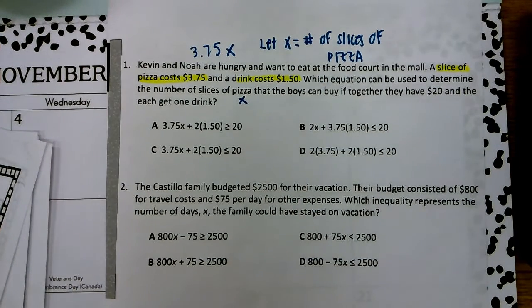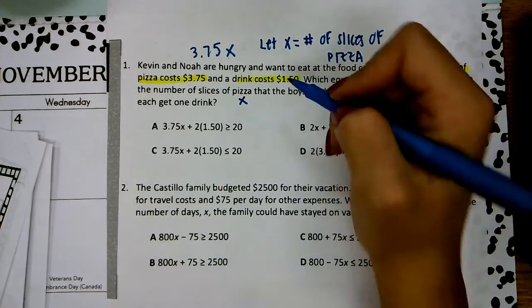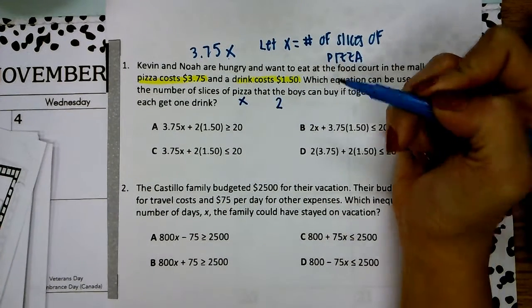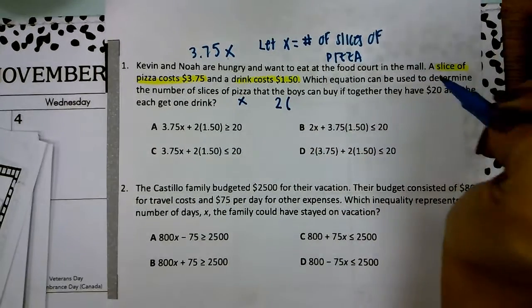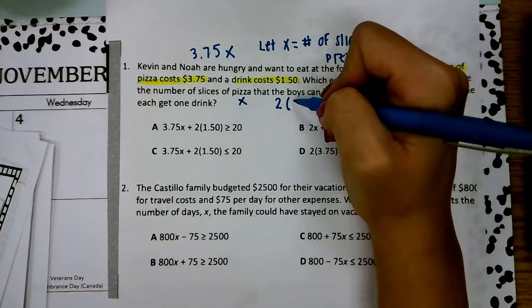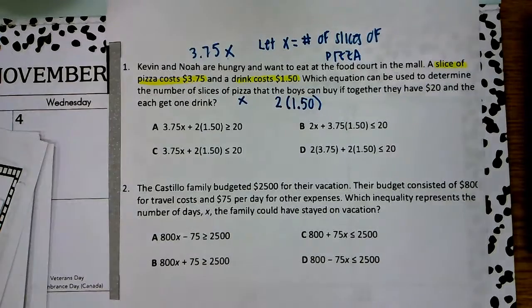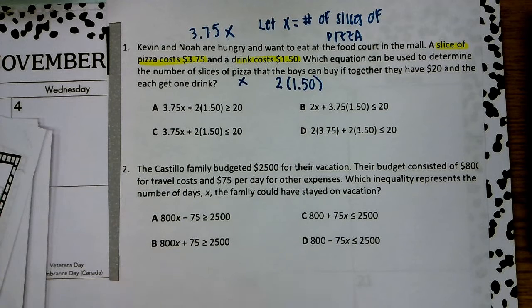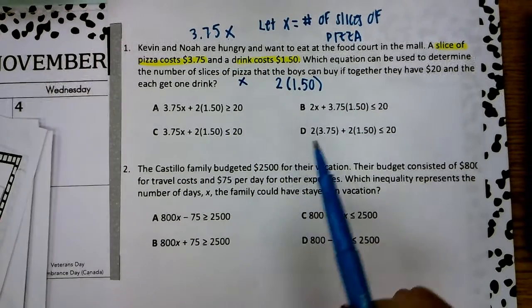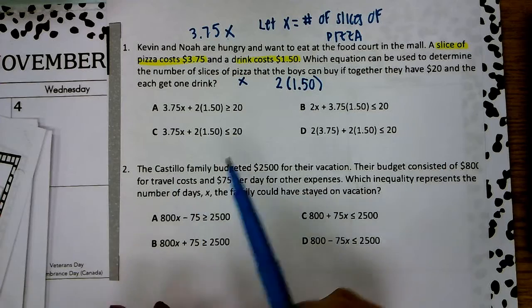Alright, then it says that they each want to get one drink. So we need to go back and look. Kevin and Noah are hungry. If they each get one drink, there are two of them. So we have two boys, and they're each getting one drink. The drink costs $1.50. So two people getting a drink times $1.50 per drink. This expression represents that part of the word problem. So we know our answer needs to have a 3.75x in it, and it needs to take 2 and multiply it by that $1.50. So let's go through and cross off options that we know are not the solution now.